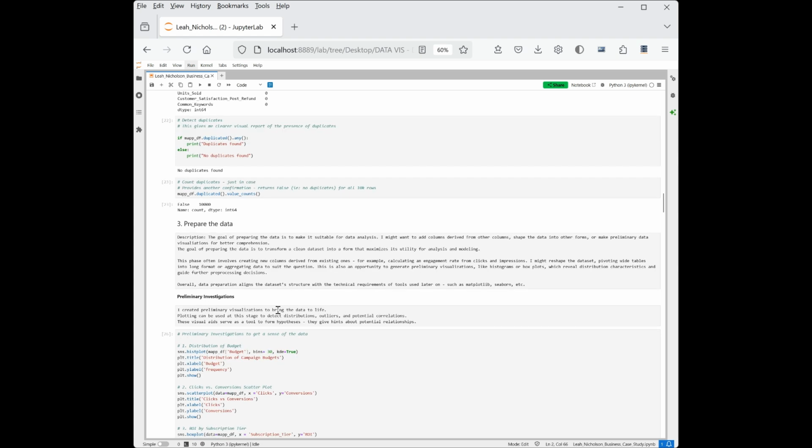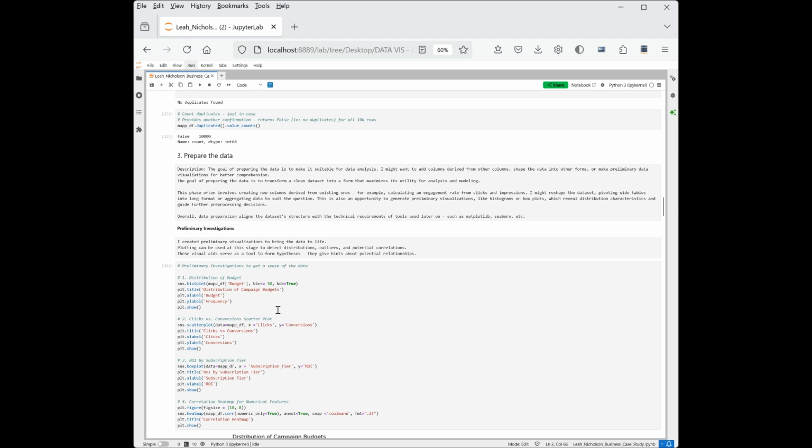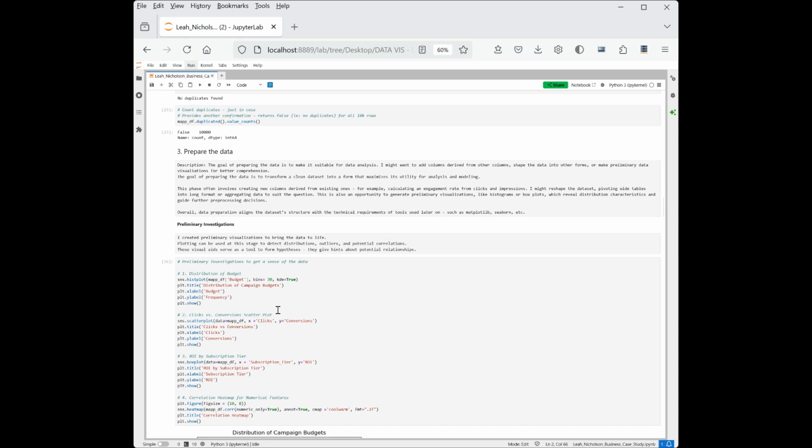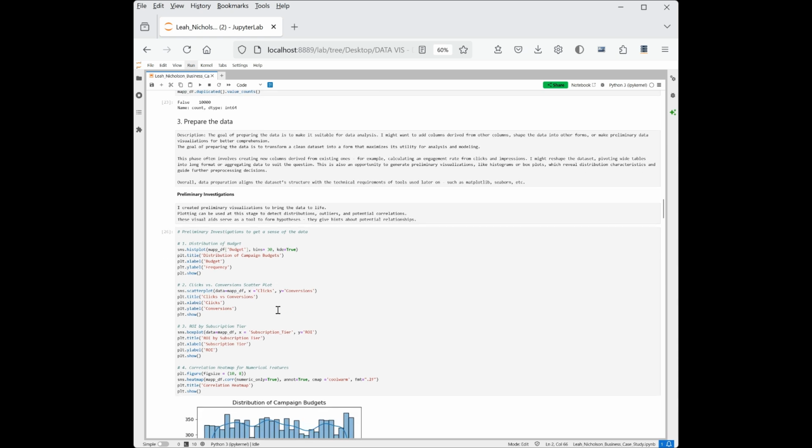Next, I will prepare the data. And the goal of preparing the data is to make it suitable for data analysis. So to do that, I first took a look and made some preliminary investigations. This kind of helps to bring the data to life. At this point, I can detect distributions, outliers, potential correlations, and these visuals kind of help me form hypotheses. They give me some hints about potential relationships that I might want to investigate.